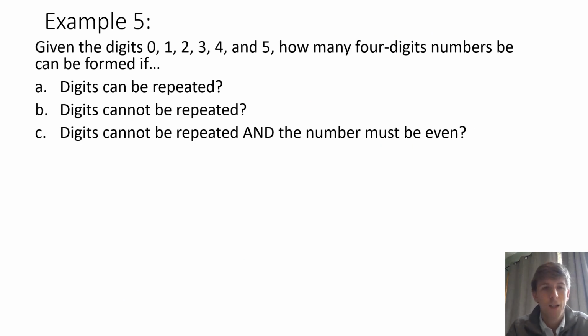All right, last example. We've got 3 parts. Given the digits 0, 1, 2, 3, 4, and 5, how many 4-digit numbers can be formed if A, the digits can be repeated? This one's going to be pretty straightforward. So we have 4 digits.